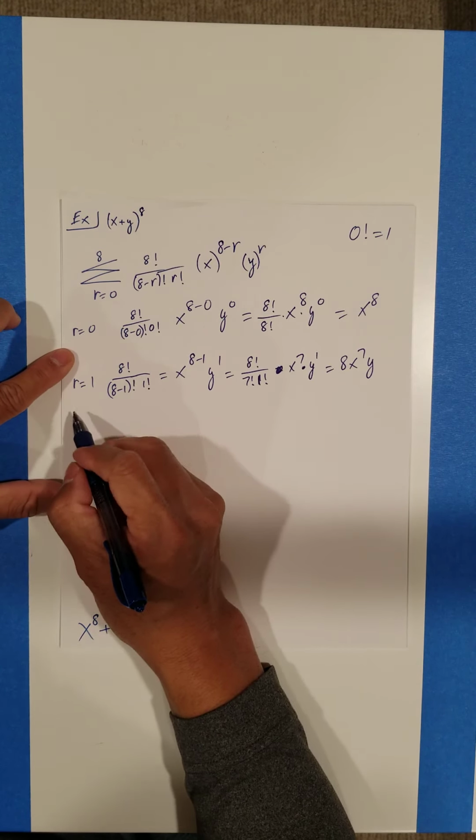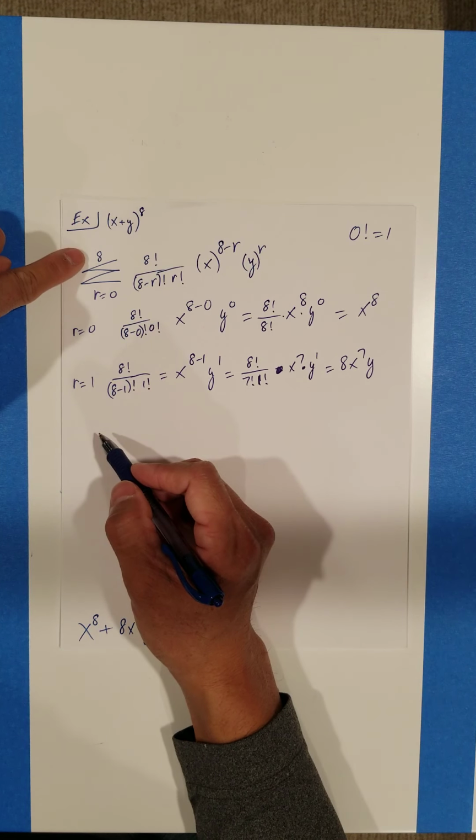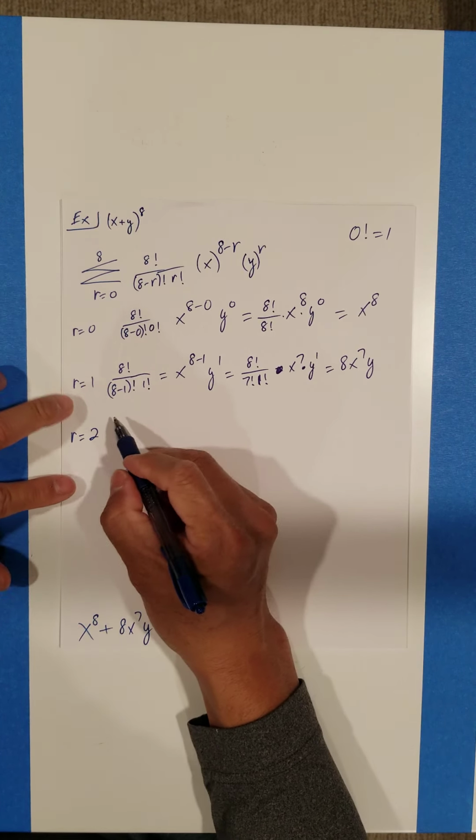And so you do it again. Now, see, we just did 2 things. We did r equals 0, r equals 1. We go all the way up to 8. We don't stop until we reach 8. I know it's a long process, but the work is very easy.